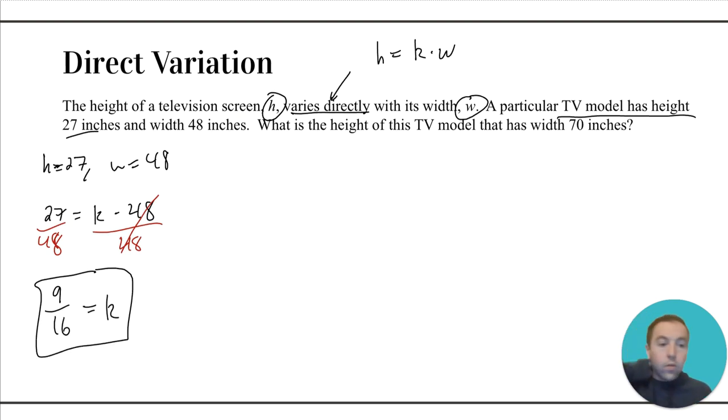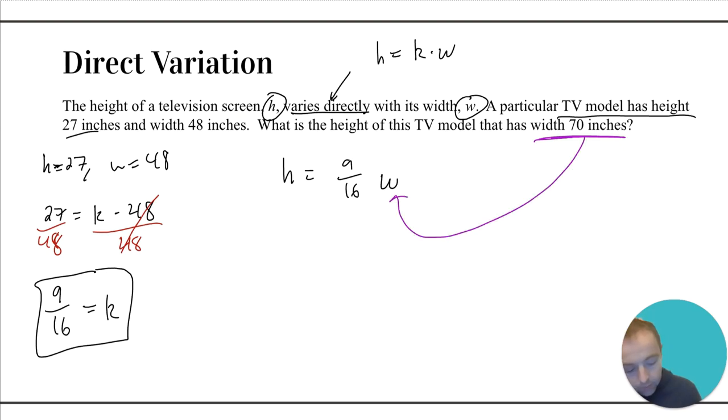So that's an important thing, right? So then we know what that constant of proportionality is between the height and the width. So height is going to be equal to 9/16 times the width in general, right? So for a particular TV model that's going to have a width of 70, well, then we can find the height of that if we just substitute in 70 for the corresponding variable of w, right? So 9/16 times 70 should be able to equal the height, right?